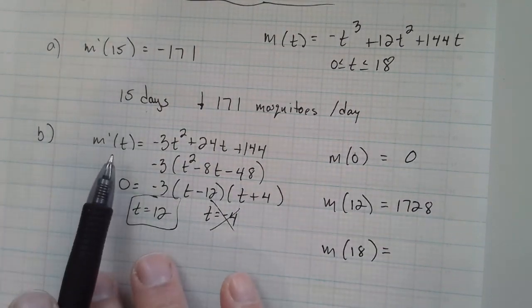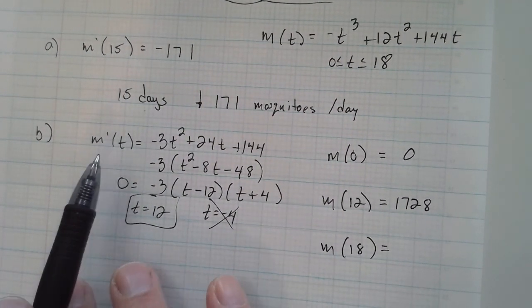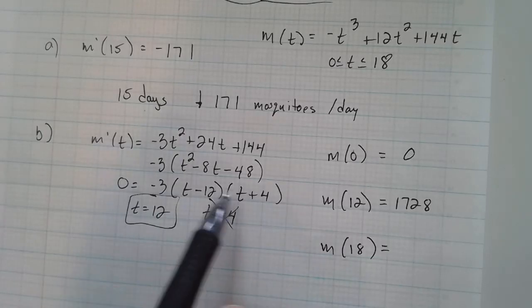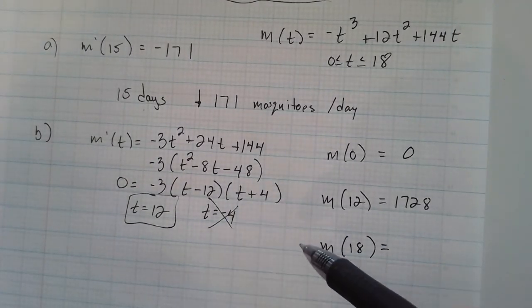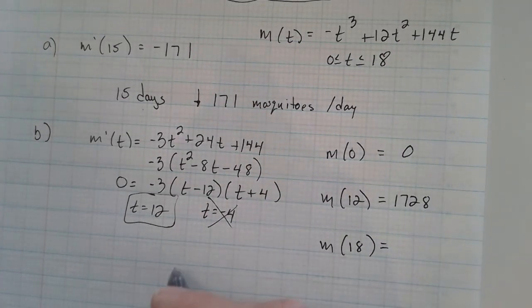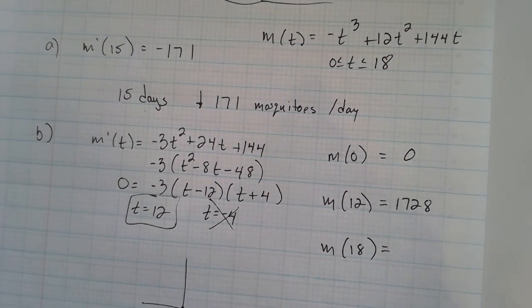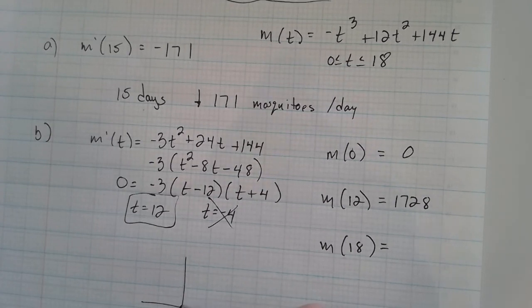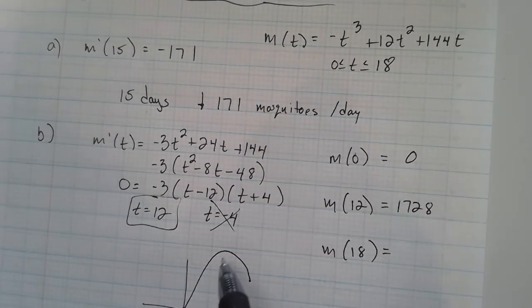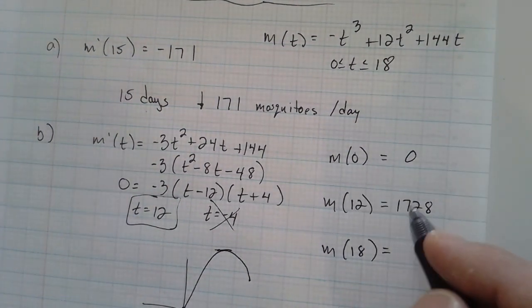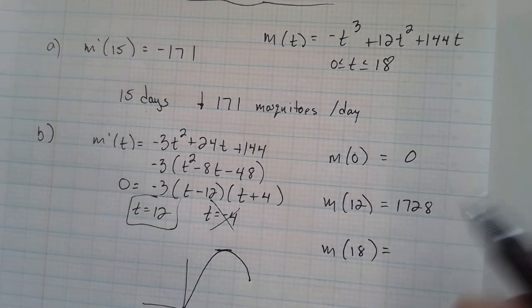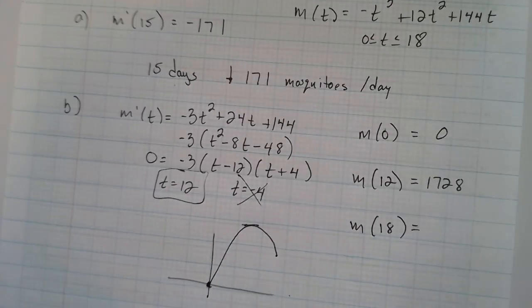You could do the second derivative, and plug in 12, and it's going to be negative, which indicates that it's going to be a maximum at that point. If you're just looking at the graph of 0 and then 12 and then 18, it's going to go like this. So it has to be the maximum at 12 because it's concave down. So 1,728 mosquitoes is the max in the interval.